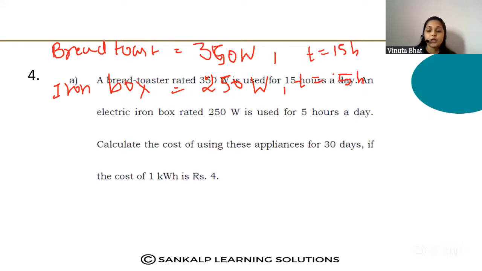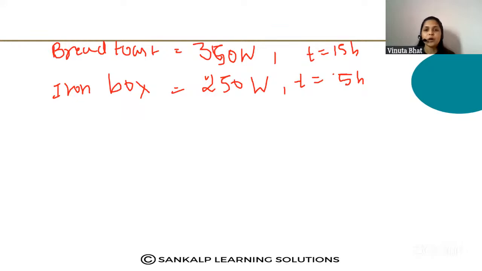Then you have to calculate the cost of using the appliances for 30 days, if the cost of 1 kilowatt is Rs 4. So you have to find out the cost for the 30 days. If these two appliances are used up to 30 days, you have to find out this value. Okay. Then let us calculate.